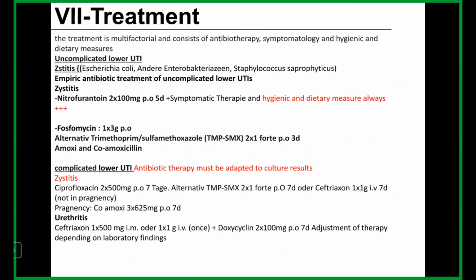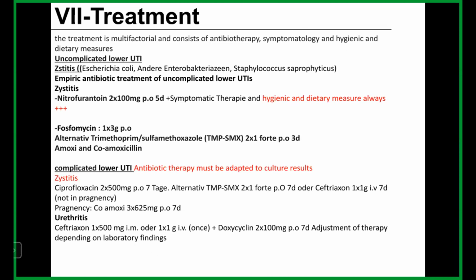For a complicated cystitis with urine culture, we can give ciprofloxacin 2 times 500 milligrams, 7 days. In some books I saw that they wrote 6 days. No, it's 7 days to avoid the resistance of the bacterial infection. The alternative is TMP-SMX or ceftriaxone, but ceftriaxone is intravenous.